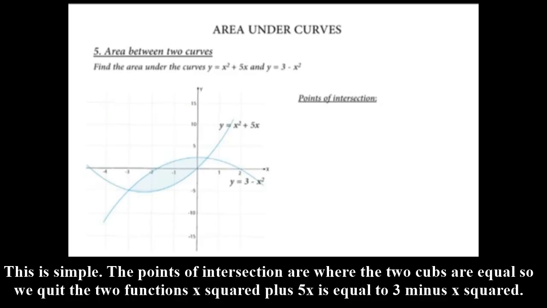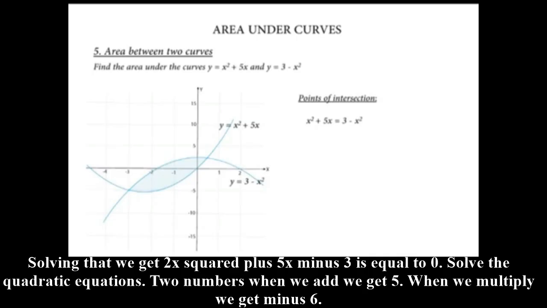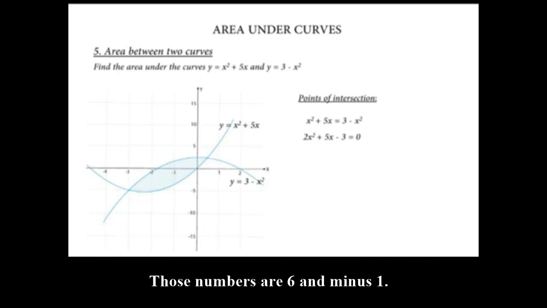This is simple. The points of intersection are where the two curves are equal, so we equate the two functions: x squared plus 5x is equal to 3 minus x squared. Solving that, we get 2x squared plus 5x minus 3 is equal to 0. Solve the quadratic equation. Two numbers, when we add we get 5, when we multiply we get minus 6. Those numbers are 6 and minus 1.